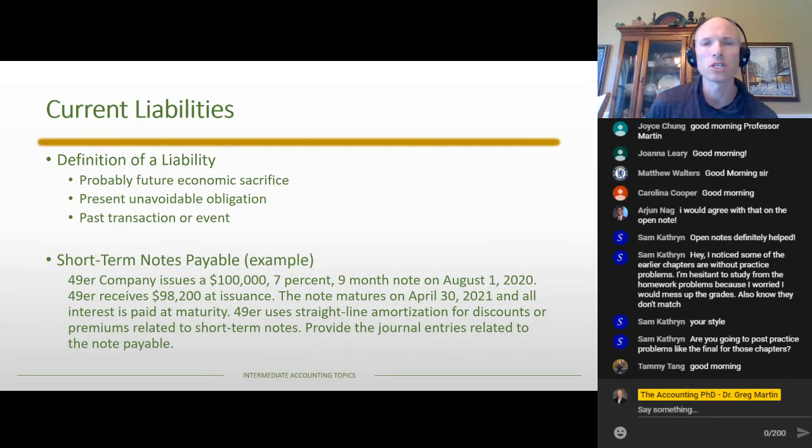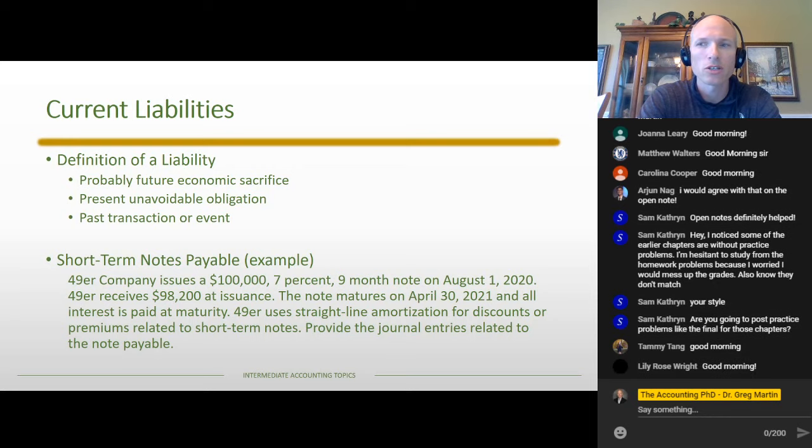And so let's start with the definition of a liability. If you remember, there are 3 elements to the definition of a liability. Most students mistakenly limit it to the second element, which is that unavoidable obligation. They just think, oh, it's something we owe. But it does have to have all 3 elements in order for it to actually be a liability. So there has to be a probable future economic sacrifice. There must be a present unavoidable obligation, and there must be a past transaction or event. Hey, Lily. And so all 3 have to be there in order for there to be a liability. If any one is missing, then it's not a liability.